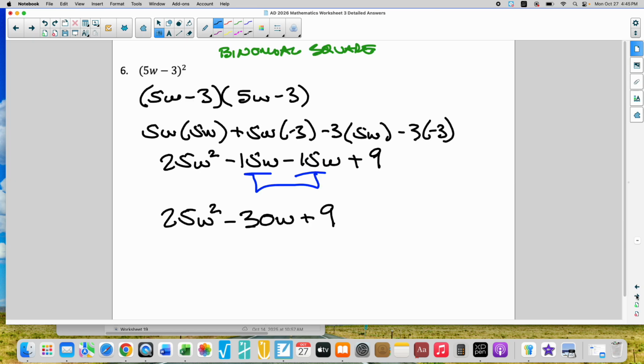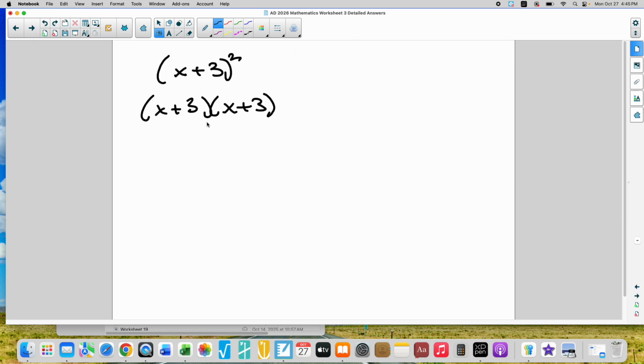No, good. X plus 3, so you're going to get x squared plus 3x plus 3x plus 9. And notice that your inside and outside are always going to be identical because your a and b are identical here. So instead of being opposites, they're going to be the same. So you're going to double this. You're just doubling that. So it's x squared plus 6x plus 9.